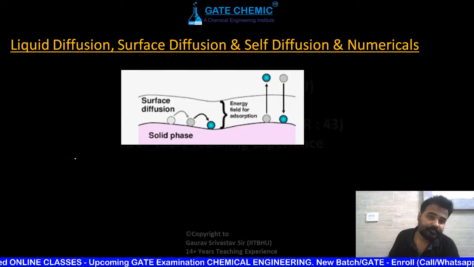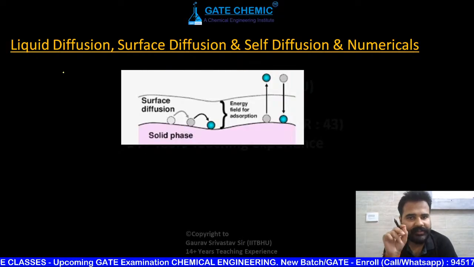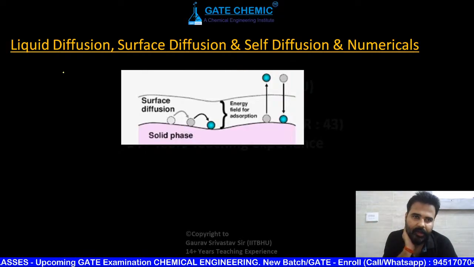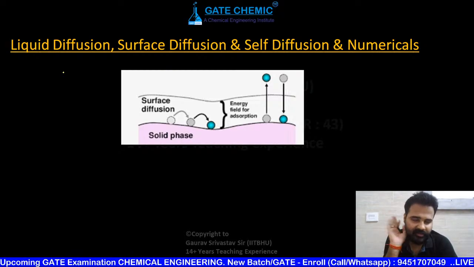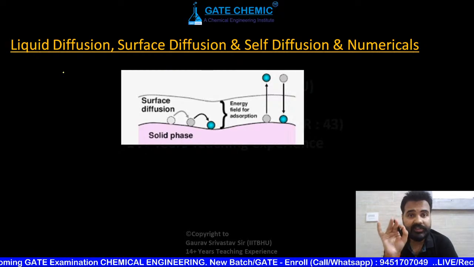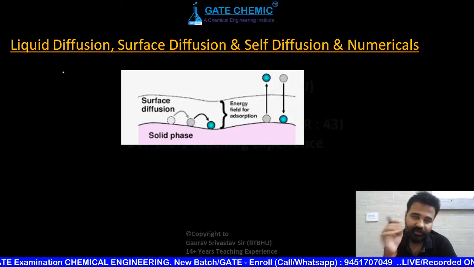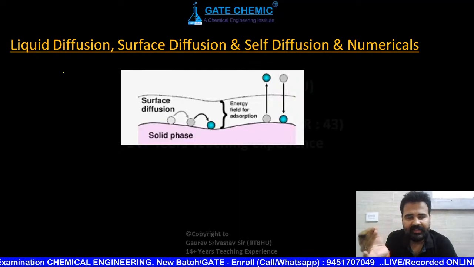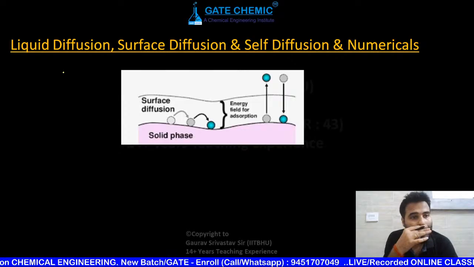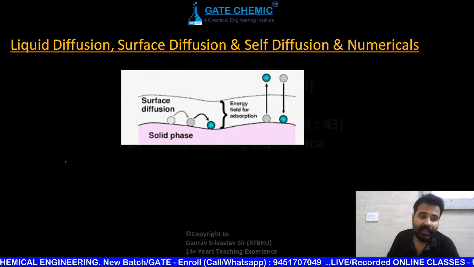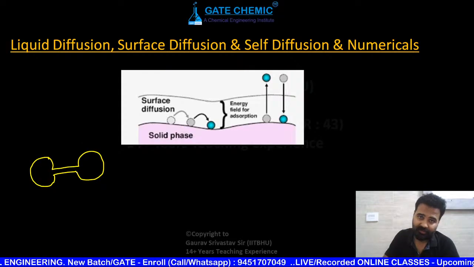Chalo, very good. So now these three topics are very, very easy: liquid diffusion, surface diffusion, self diffusion. What is the meaning of liquid diffusion? You had already seen the previous beautiful equation that you developed, and called it the mother equation of diffusion: NA by A equals to x_A by A minus D_AB dC_A by dz. But when you apply it to a liquid system, you can't apply that equation directly.